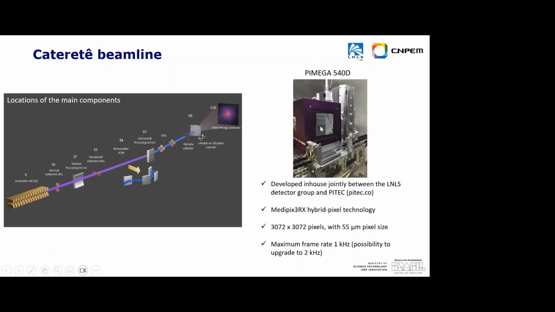Another interesting element of our beamline is the detector. It's a Pi-mega detector, an in-house development, jointly between Sirius and a company from Campinas called PTEC. It's based on the Medipix technology, and you have this large area detector with a small pixel size, and it allows us to have a maximum frame rate of 1 kilohertz. So this is what limits our XPCS today. The fastest we can go is 1 kilohertz because of the detector limitations. There are some beamlines around the world that have special detectors for XPCS that can go faster. But here at Cateretê, we can go to a maximum of 1 kilohertz.